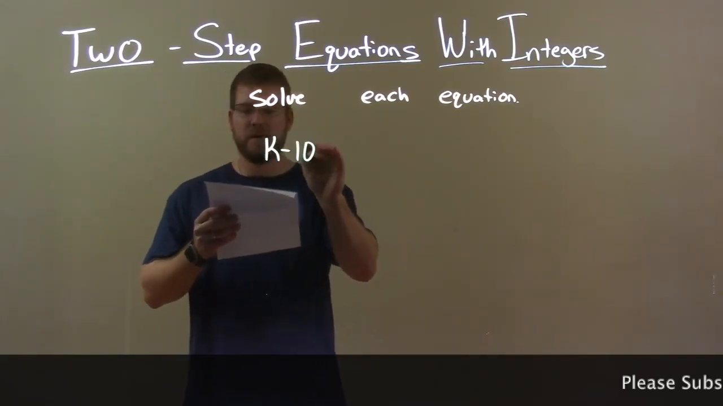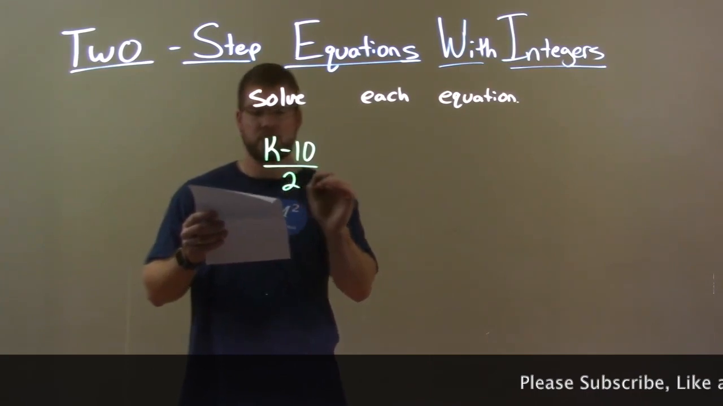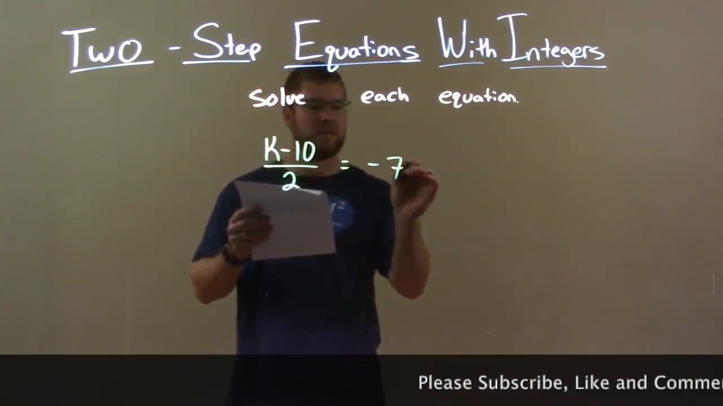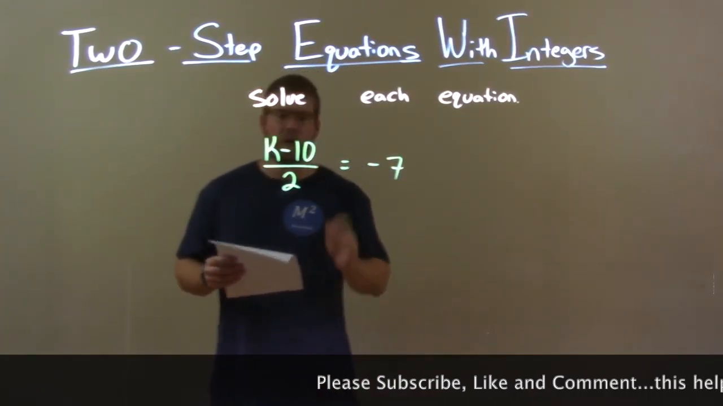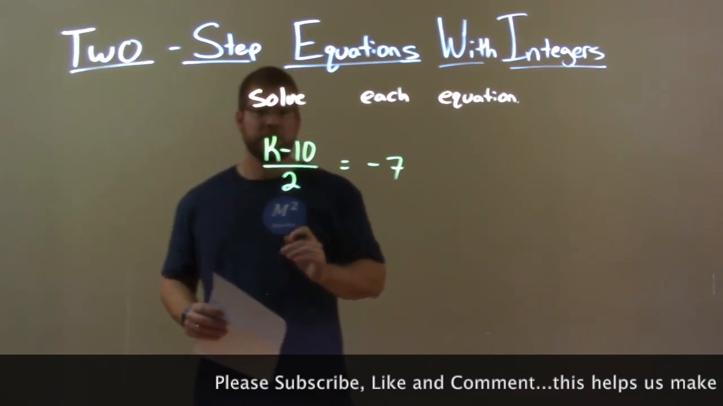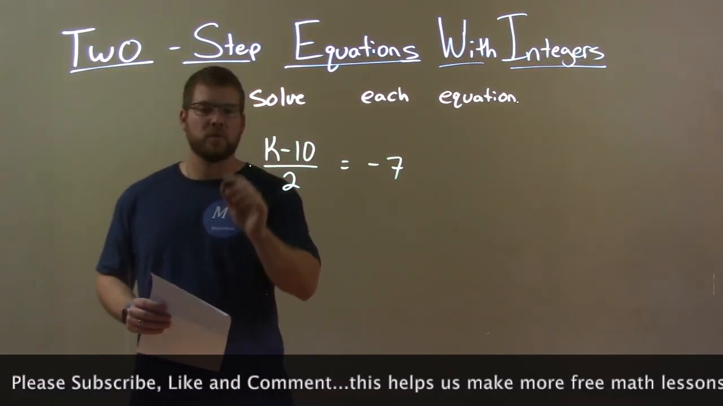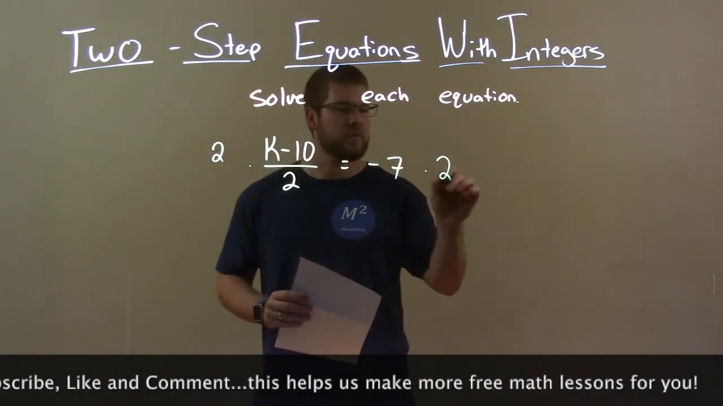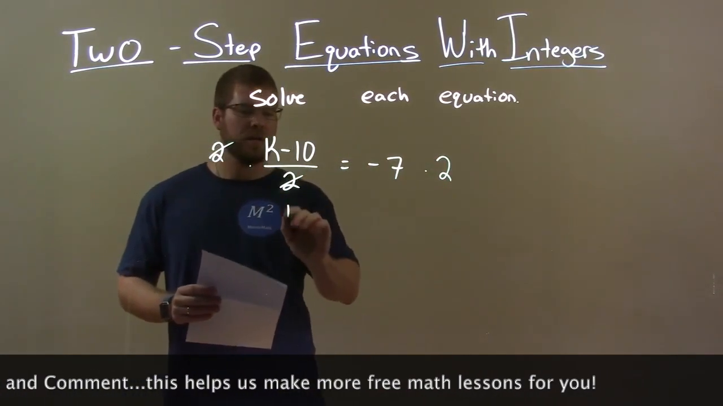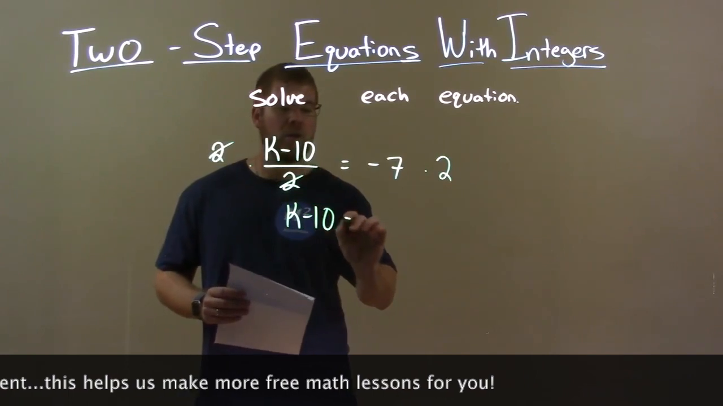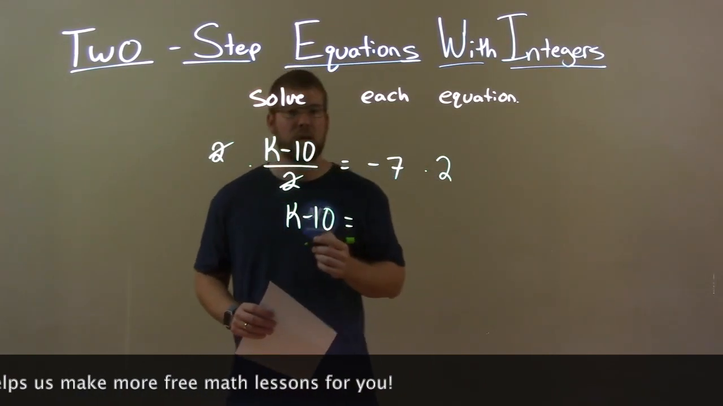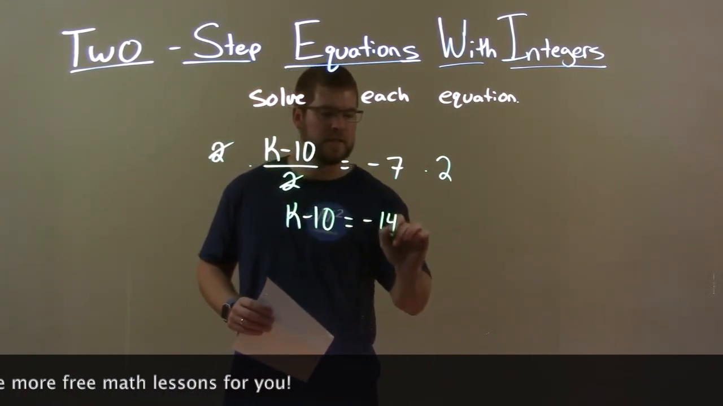k minus 10 over 2 equals a negative 7. I want to get k by itself. First thing is we're being divided by 2 here, right? Opposite of division is multiplication. So if I multiply 2 to both sides, the 2's cancel, leaving me with a k minus 10 on the left. Negative 7 times 2 is a negative 14.